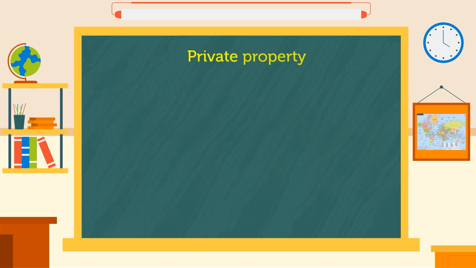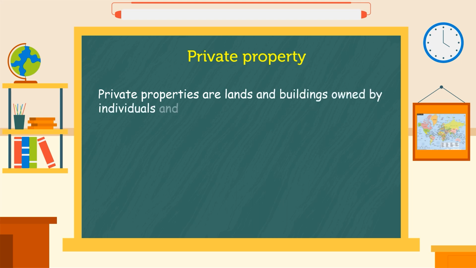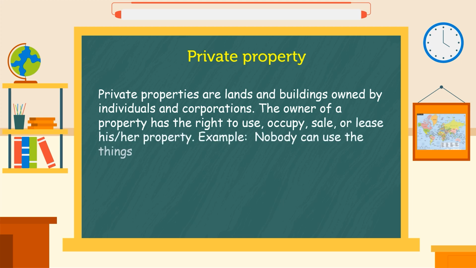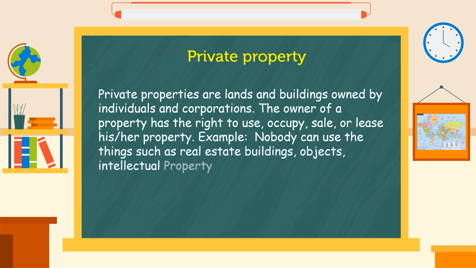Private property. Private properties are lands and buildings owned by individuals and corporations. The owner of a property has the right to use, occupy, sell, or lease his or her property. Example: nobody can use things such as real estate buildings, objects, or intellectual property without the permission of the owner.